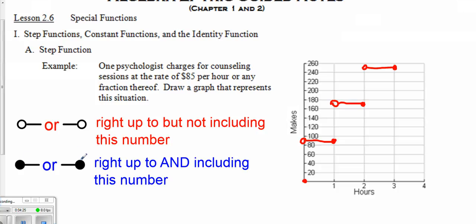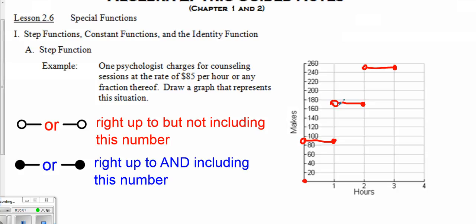Same thing with a filled in circle: right up to and including this number. So notice that we went right up to and including 1 hour, all costing $85. Once you hit 1 hour, that's still $85. But if you jump ahead, everything within here doesn't include this 1 hour, that would only be 85, but anything past that, not including 1, but anything beyond it, is now going to be that 170.